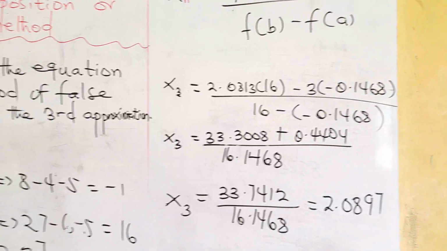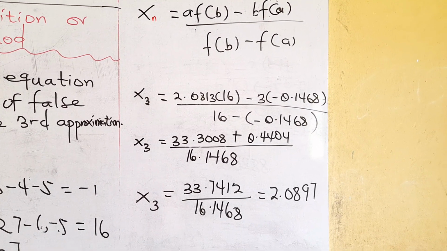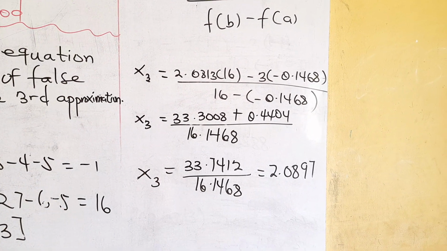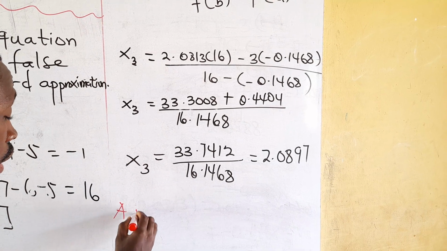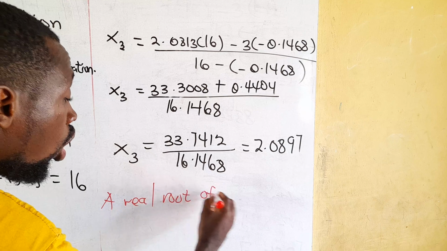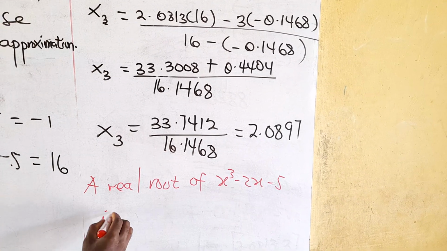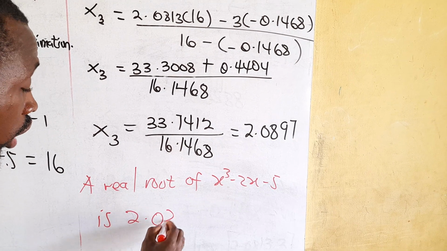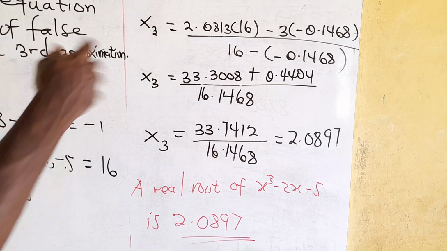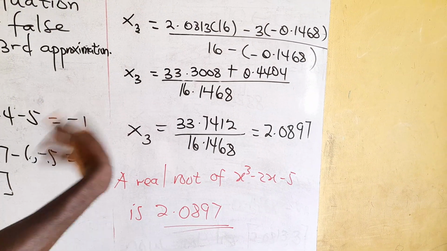They say up to the third approximation. So when we reach the third approximation, we stop. They say to 4 decimal places, and we have already approximated it to 4 decimal places. So we can say a real root of x cubed minus 2x minus 5 is 2.0897. I hope you get that. If they say to the fourth approximation, you find the outcome of this and see which one to replace again, in that order.